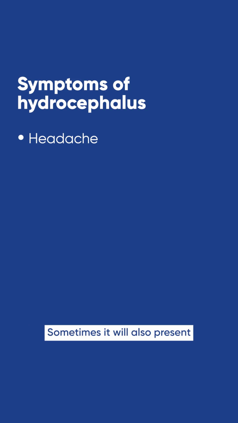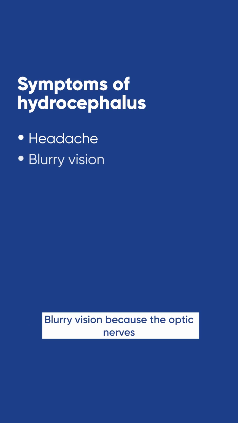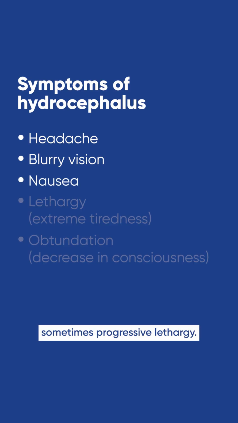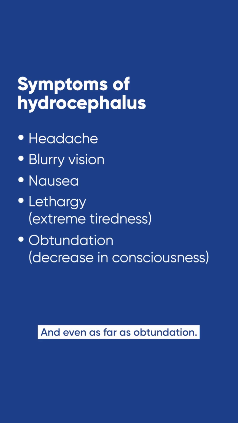Sometimes they will also present with blurry vision because the optic nerves, which control our vision, actually follow the pathway of their cerebrospinal fluid. And if the fluid starts to back up, people can develop difficulties with their vision. Sometimes nausea, sometimes progressive lethargy, and even as far as obtundation.